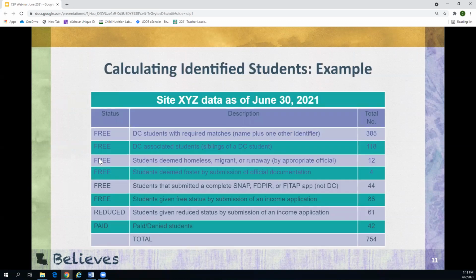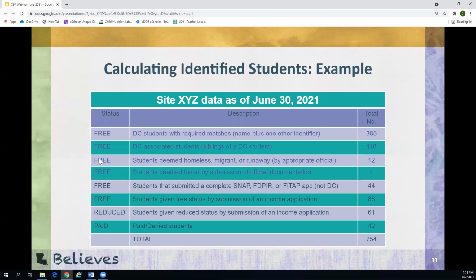So to calculate your identified students, you first would have usually some kind of printout or something from your software that shows the different classifications of students that you've identified. And do know that even though you may have that one piece of paper that has all of these numbers, you need to also maintain all of the backup that supports each and every one of these children if you're going to use this data to support election of CEP.